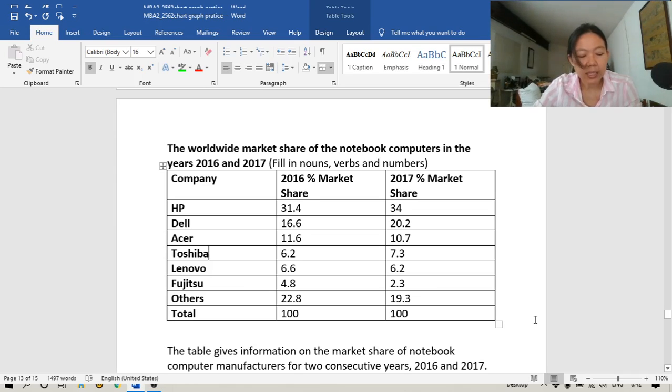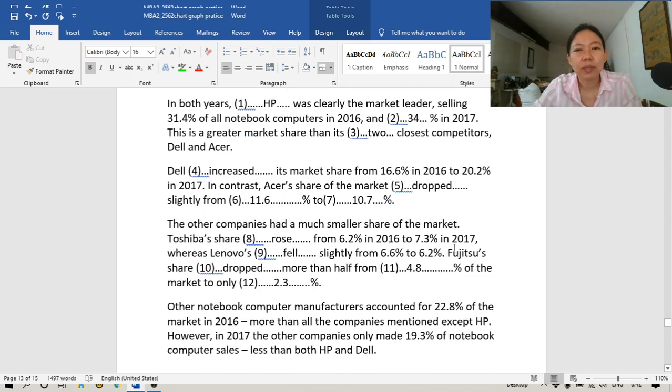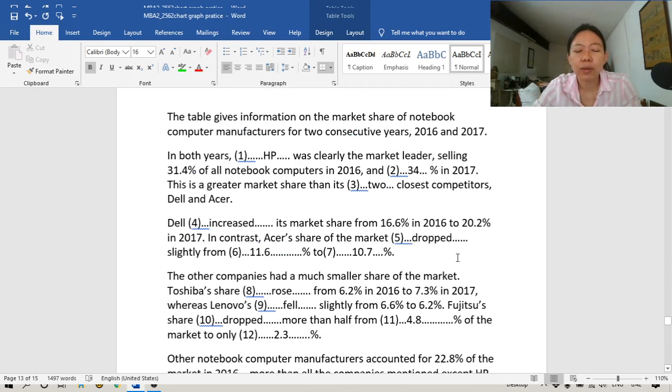Fujitsu's share dropped more than half from 4.8% of the market to only 2.3%. And then other notebook computer manufacturers accounted for 22.8% of the market in 2016, more than all the companies mentioned except HP. However, in 2017, the other companies only made 19.3% of the notebook computer sales, less than both HP and Dell.